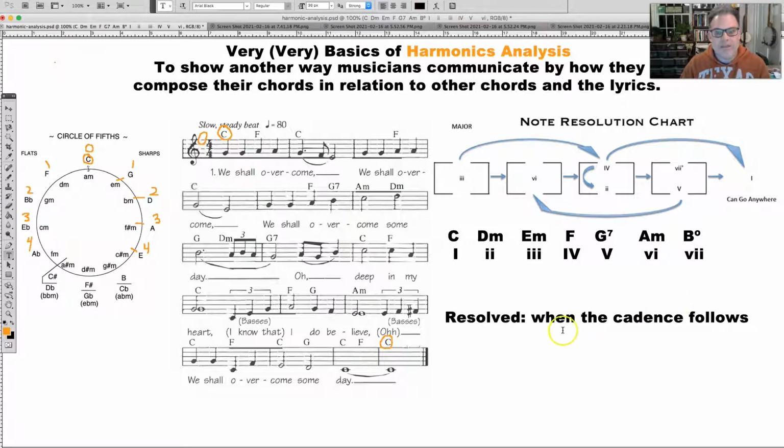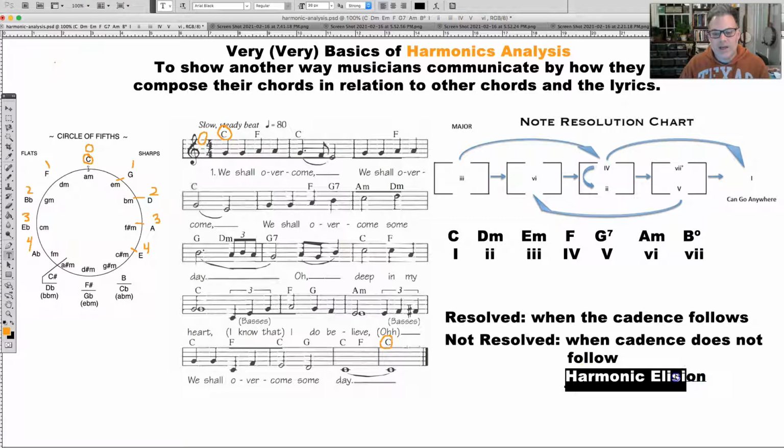Okay? When the cadence follows. And we say that when a chord goes in order or follows nicely along the arrows, the cadence follows. Remember, a cadence is from one chord to the next to the next. When it does not follow or is not resolved from one to the next, we call that a harmonic elision. And harmonic elisions are used for a variety of different purposes, usually to create tension in the song, or to illuminate tension that is in the lyrics.